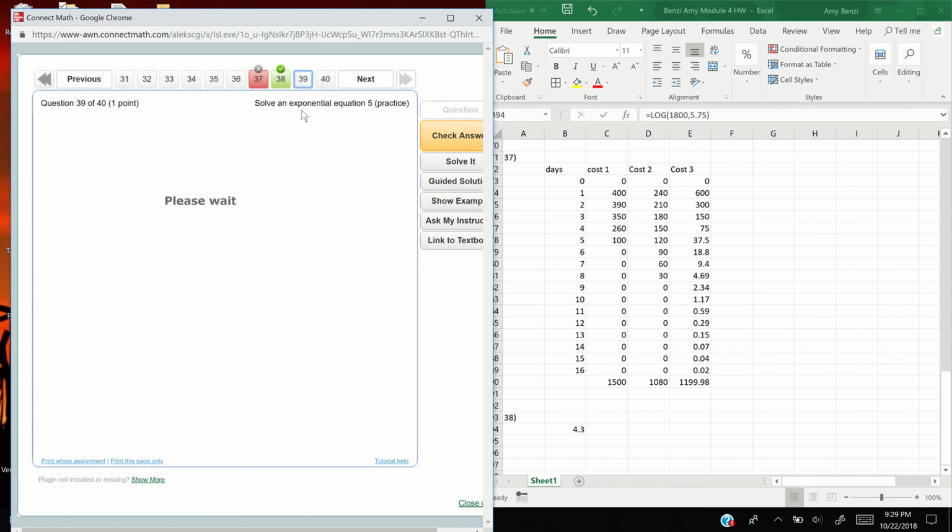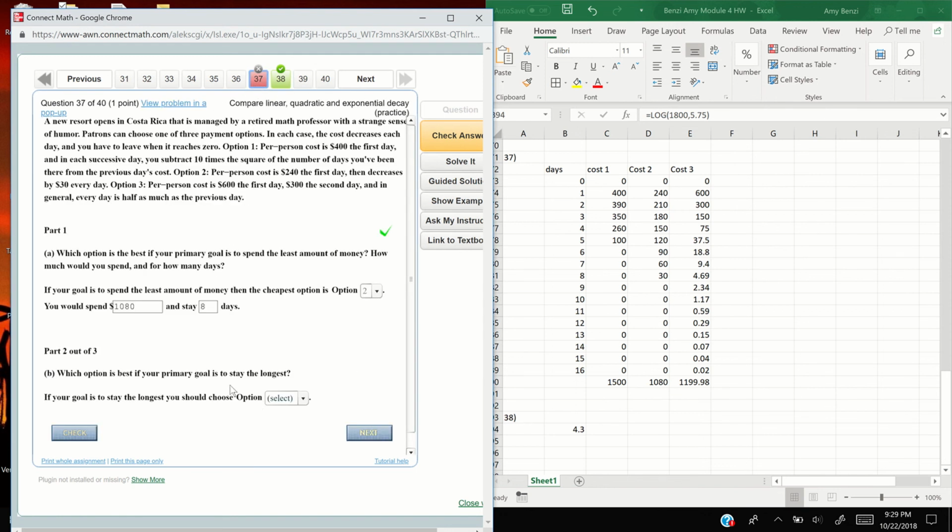Folks, number 39 is the exact same thing. Just have a look at it. And you're just going to divide by 5, and then you're going to apply a log to each side. Once you look at the example, it won't be terribly difficult. All right, I guess this one, because I didn't finish it, but you guys can finish that number 37.